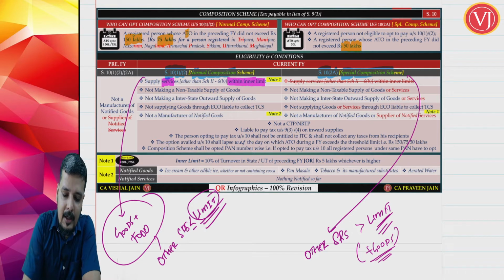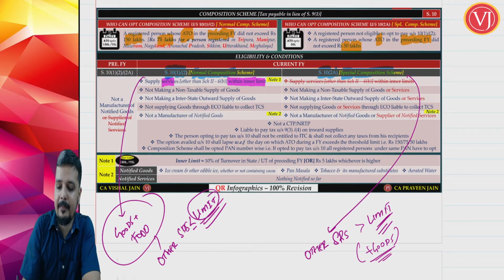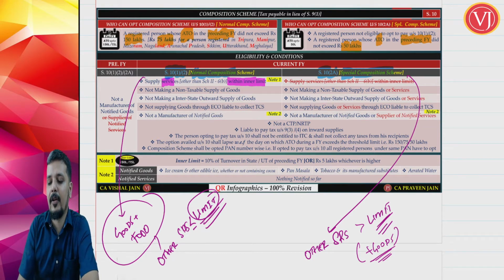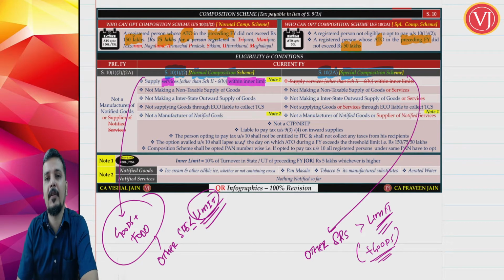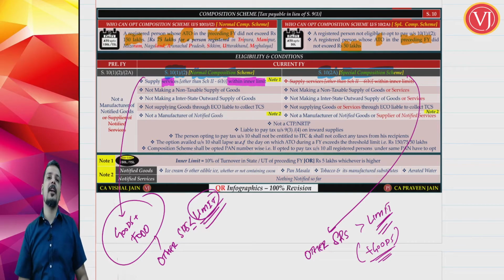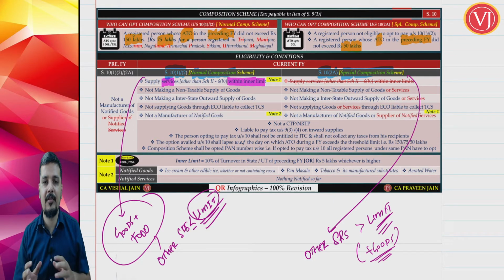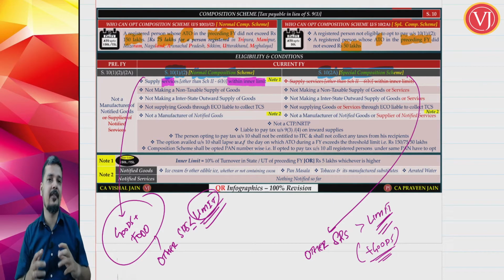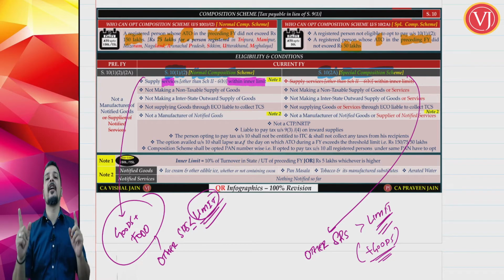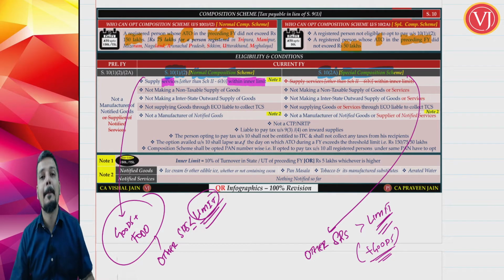Your aggregate turnover in the preceding financial year should be within the limit. For normal composition scheme, aggregate means pan India. Aggregate always means pan India. Though you are working under composition scheme, payment is always per state, but aggregate turnover is always pan India. The conceptual thing is always checked on pan India turnover.